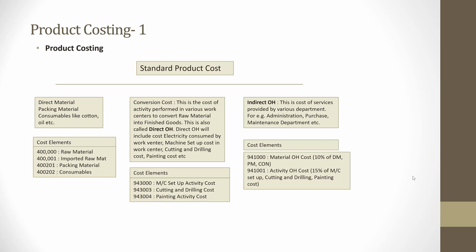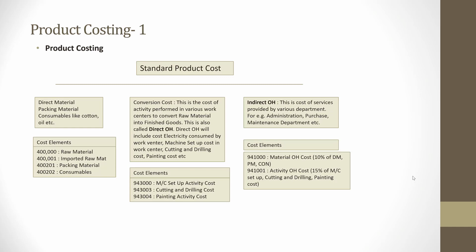Second is the conversion cost. Conversion cost is the cost of activities which are incurred in the work centers, which are like machines or areas where activities or efforts are performed to convert raw material into finished goods. This is also called direct overhead, and the activity direct overhead rate is calculated and it will be absorbed in the product cost.